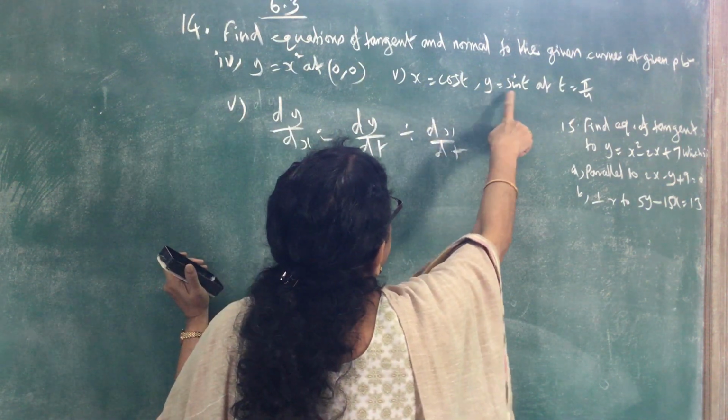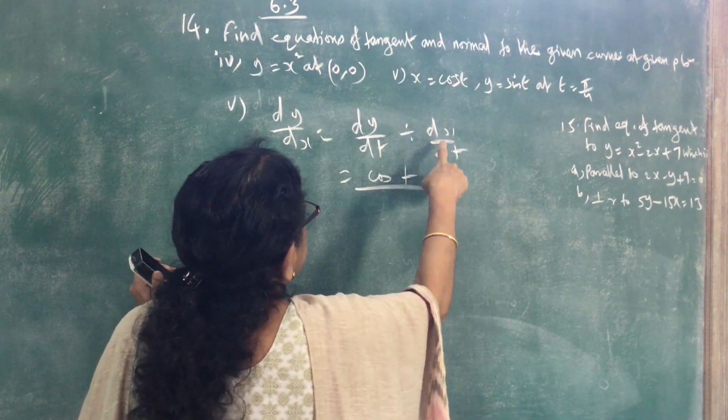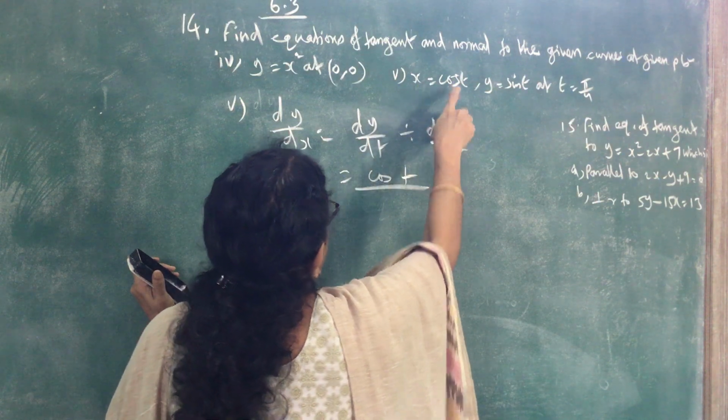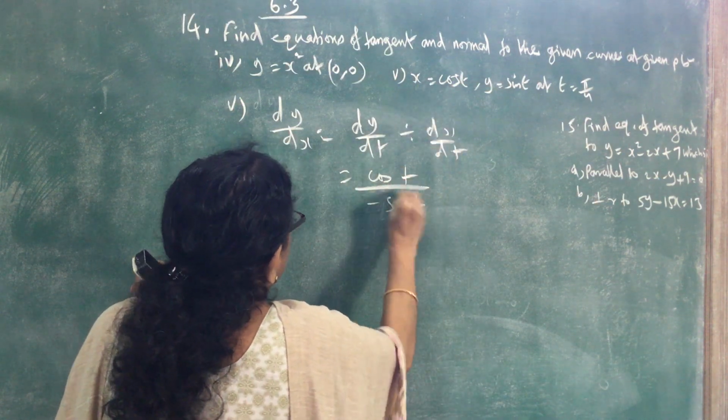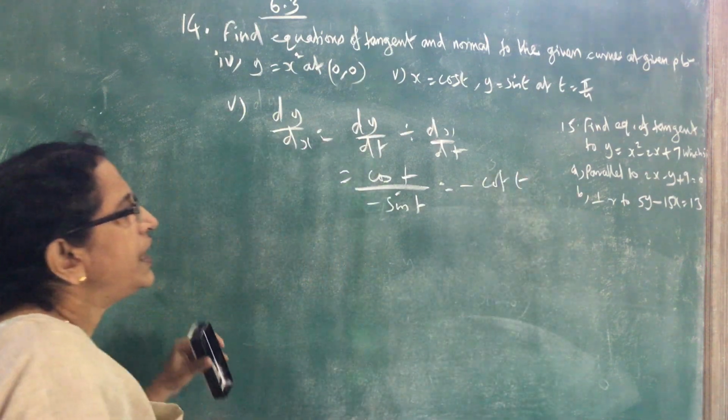dy/dt is the derivative of sin t, that is cos t, divided by dx/dt, which is the derivative of cos t, that is minus sin t. That is equal to minus cot t. Now we can substitute.